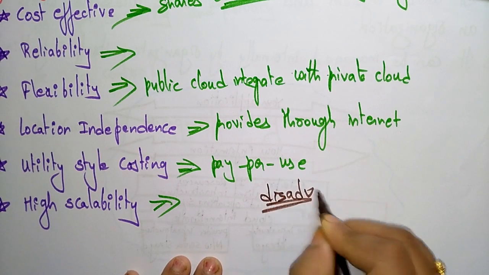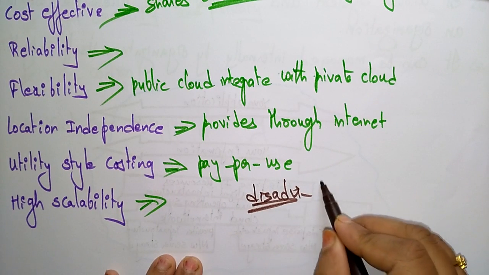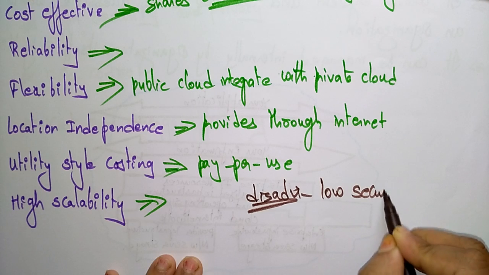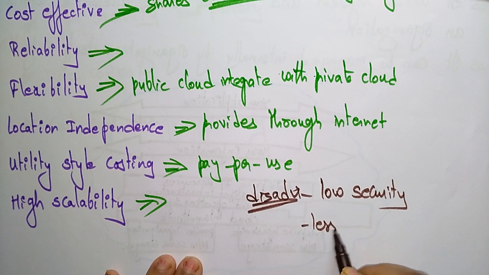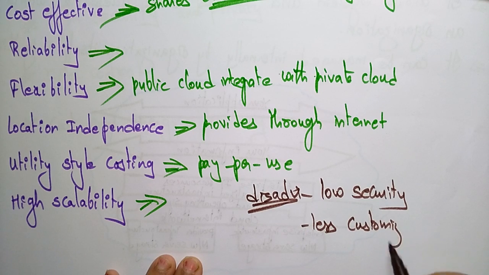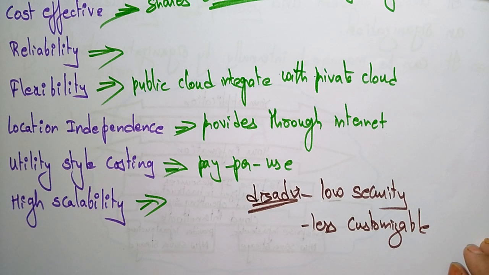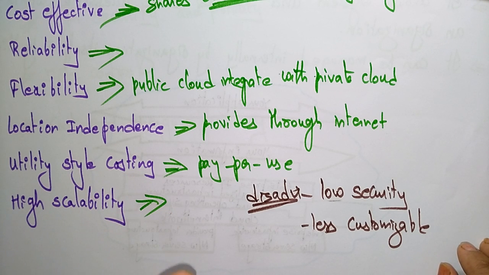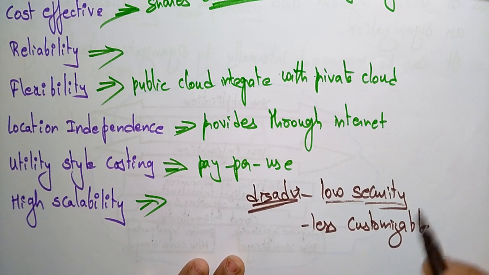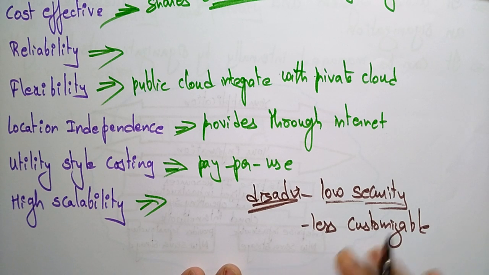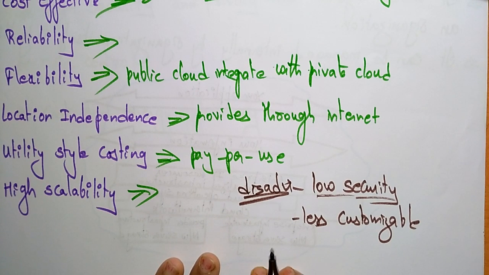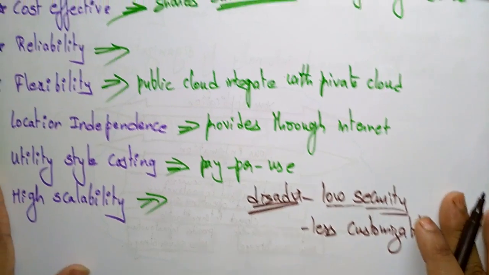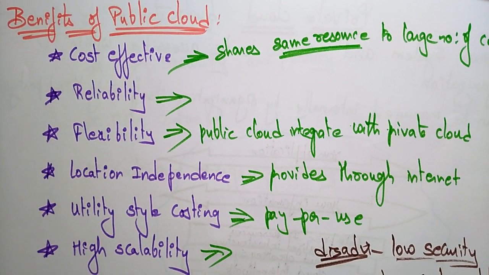So what are the disadvantages? The main disadvantages of public cloud are low security and less customizability. Obviously it is less secure because so many people are accessing the same information, and the data is available publicly. So we can't ensure high level security. That's why the public cloud is less secure and less customizable. You can't customize frequently. So this is about the public cloud. Thank you.